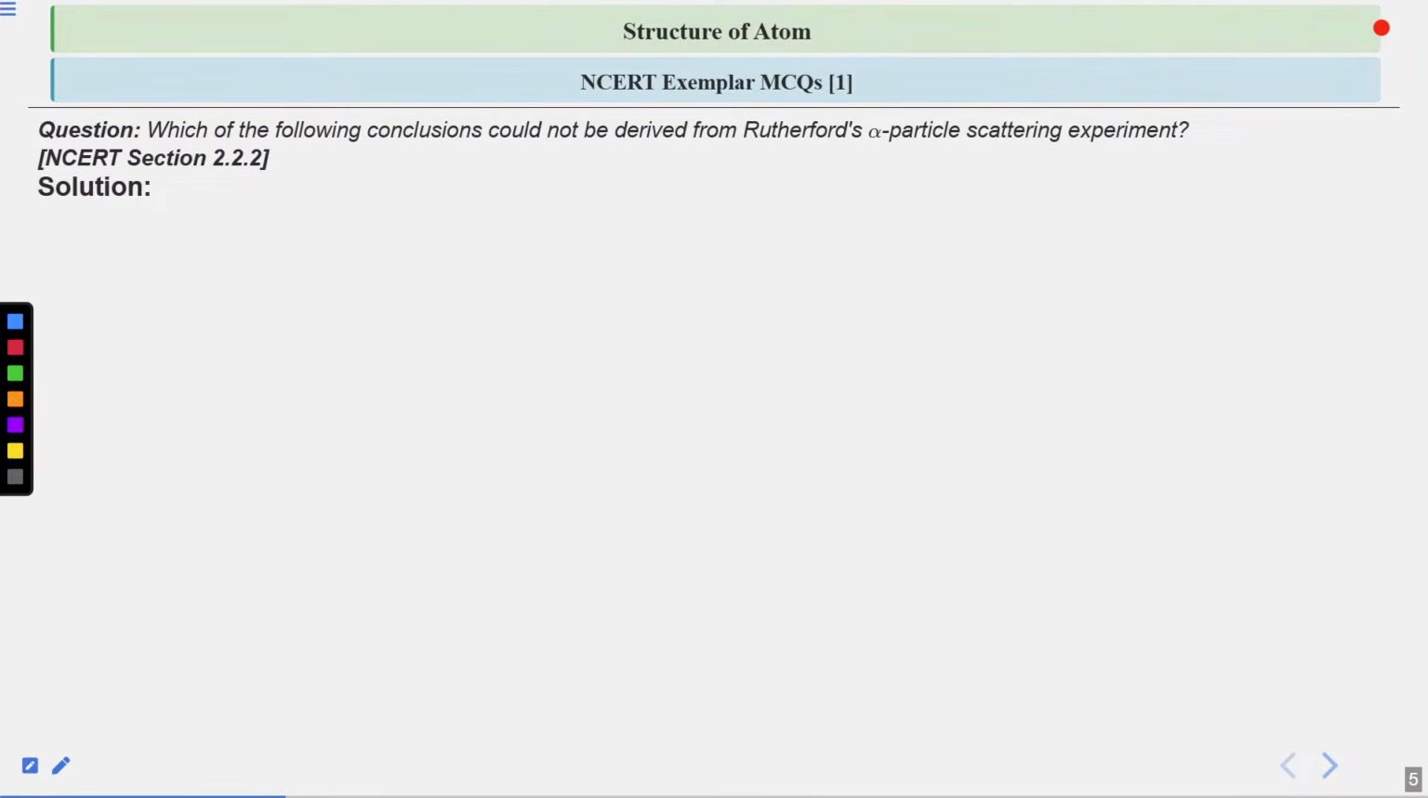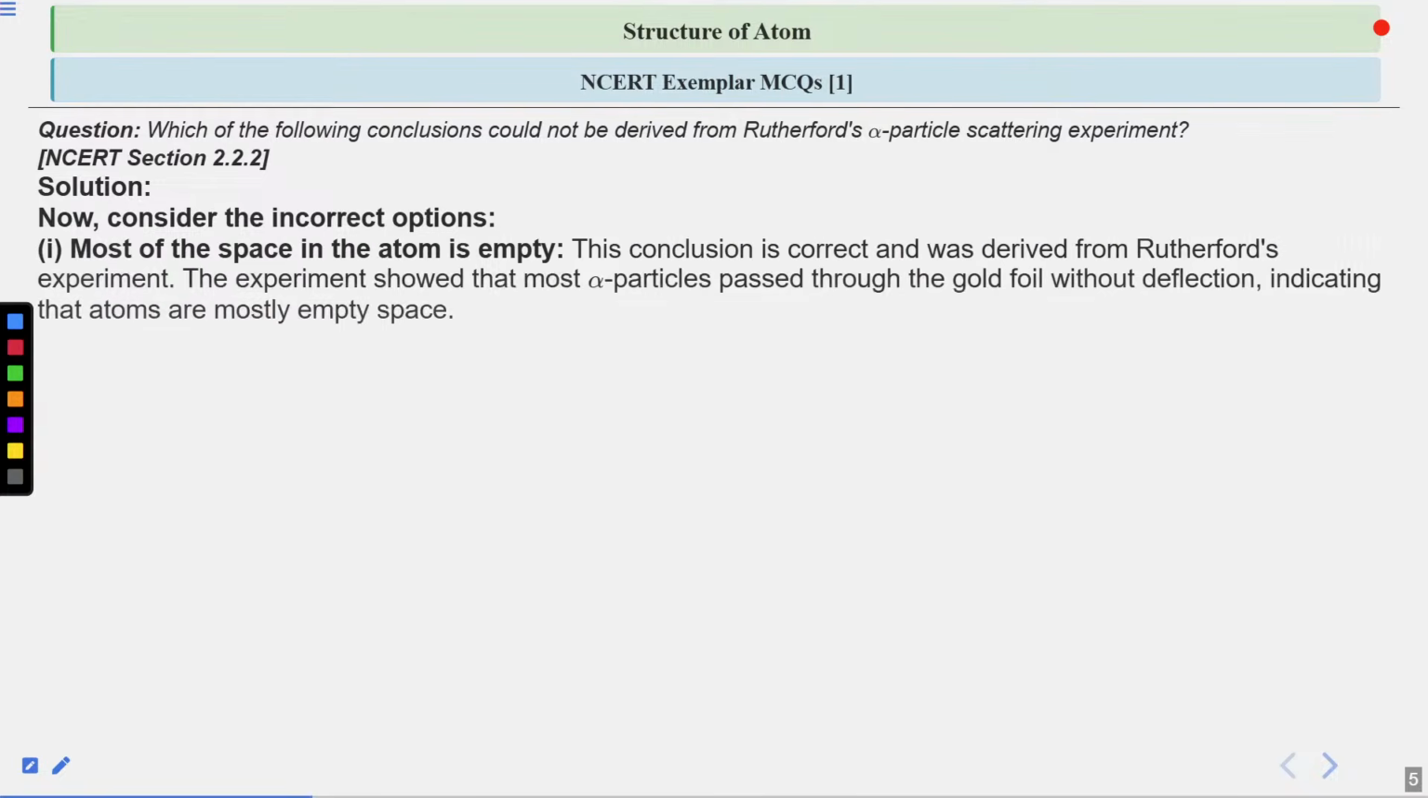Now, what about the options that we didn't choose? These remaining options are statements according to Rutherford's alpha scattering experiment. One statement was that most of the space in the atom is empty. Yes, he said that because most of the particles went through the gold foil without any deflection. So it was clear that inside the gold foil atom there is a lot of empty space, and due to that the alpha particles were passing easily through them.